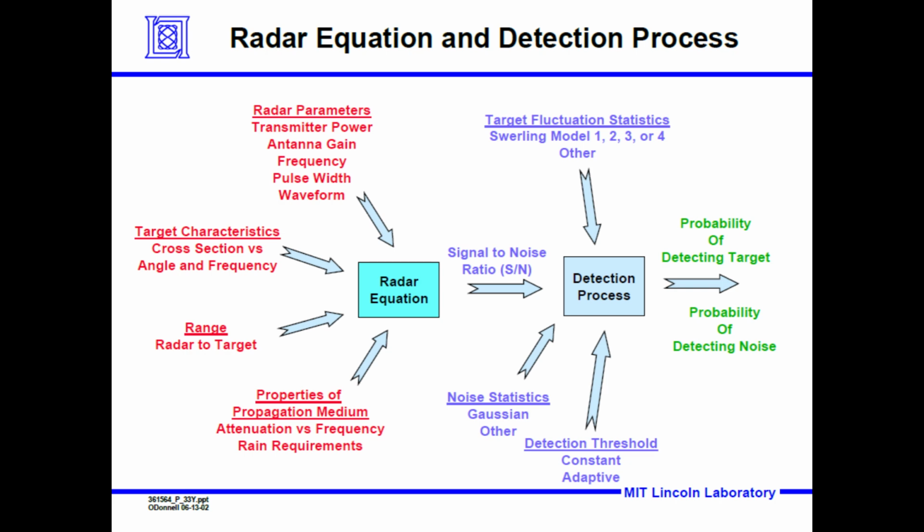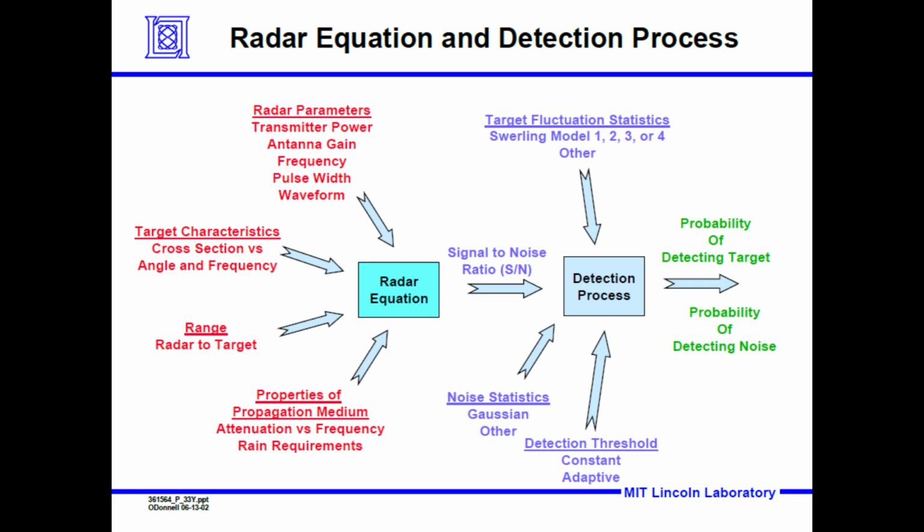Similarly, targets also fluctuate. For most targets, except a sphere, the radar cross-section changes as the target moves. For example, an aircraft will have multiple scattering centers like the nose, wings, and engines, and small changes in its position can change how much radar energy is reflected back. These fluctuations impact the detection process.